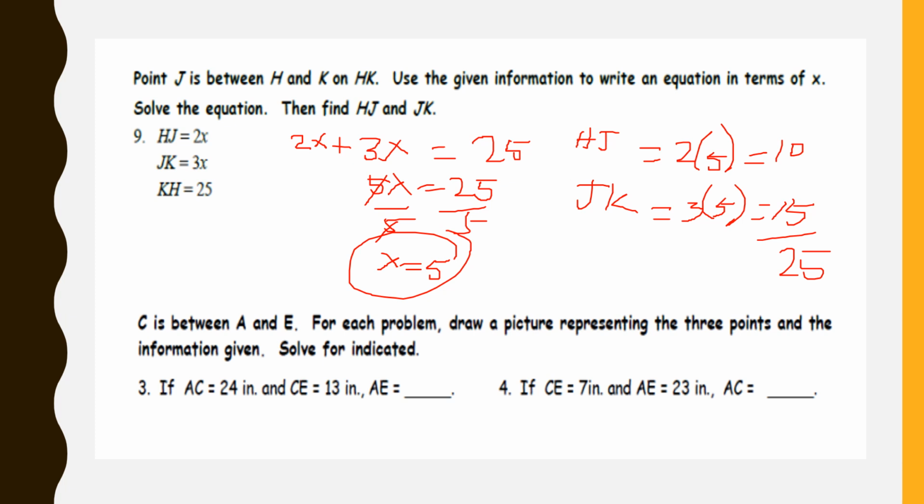Okay? So for the next problem, we have C is between A and E. For this problem, draw a picture representing the 3 points and the information given, and solve for the indicated value. All right, so you can do it in your notebook or whatever paper you like. This time it's for you to practice.